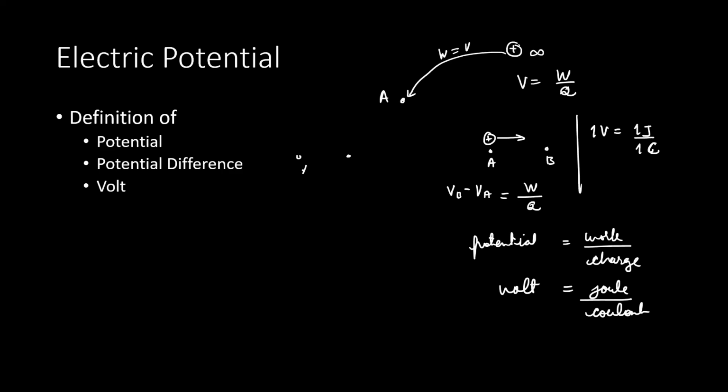So the potential difference between the points, VB minus VA, is said to be 1 volt if you take a charge of 1 coulomb from A to B, and to do that, you have done 1 joule of work. So if you spend 1 joule of energy to take a charge of 1 coulomb from point A to point B, then the potential difference between those points is said to be 1 volt.